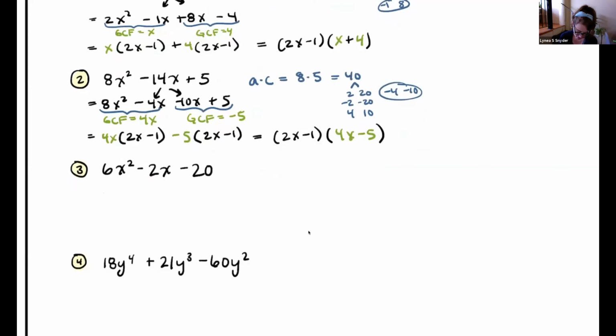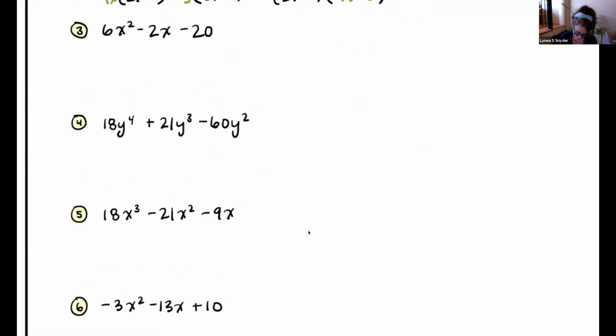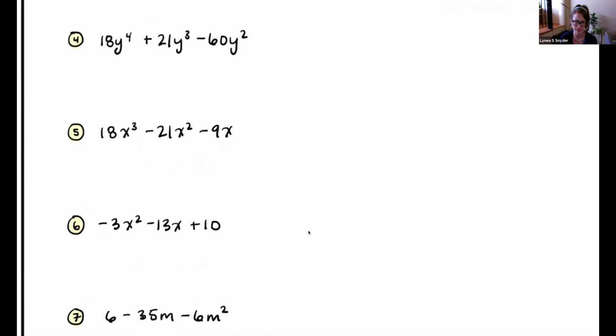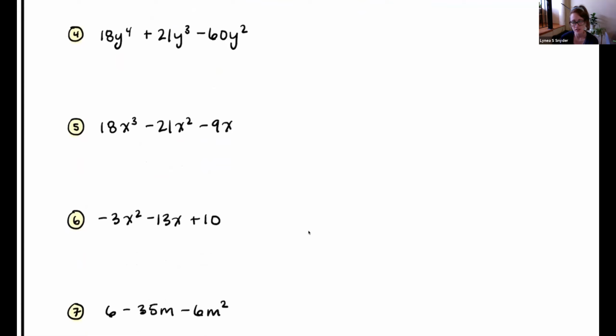All right, example number 3 is 6x squared minus 2x minus 20. Actually, let's skip that and move on to example number 4. So this is y's, but it's okay. Same thing works.